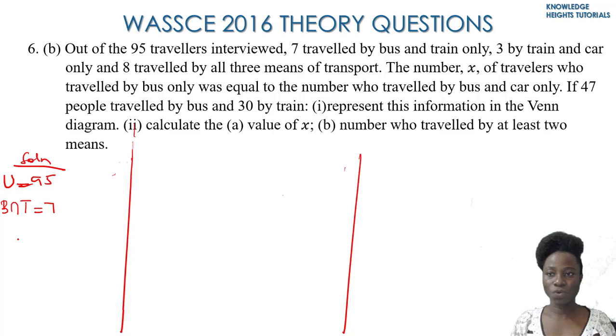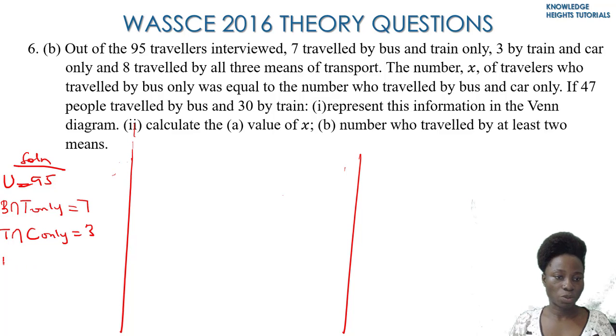3 traveled by train and car only. So train and car, C represents car, is 3. Let's make this clear, only. So this one is 7 and this one is 3. And 8 traveled by all 3 means of transport. So B intersection T intersection C is equal to 8.